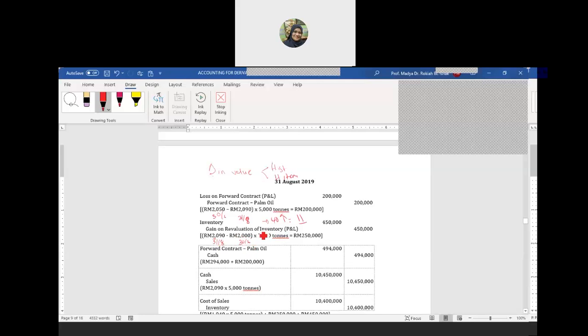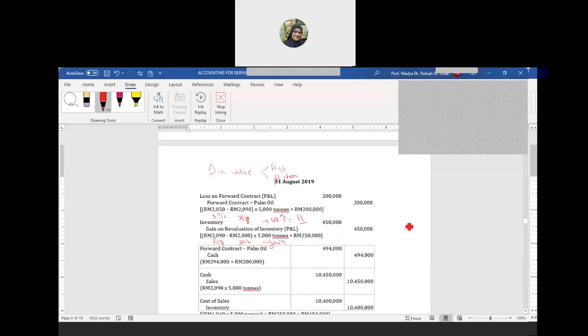So the increase in the value of your inventory means that you're going to have a gain here, because the value of your inventory has increased. But in terms of your contract, you have a loss here because the increase in the market price is higher than the contract price. So you're going to have a loss here. So the inventory that you have here is 450 and then credit the gains here is 450.